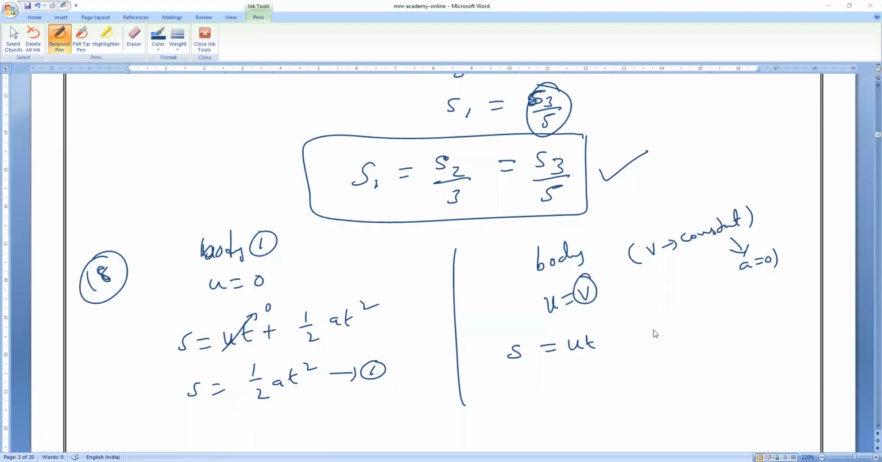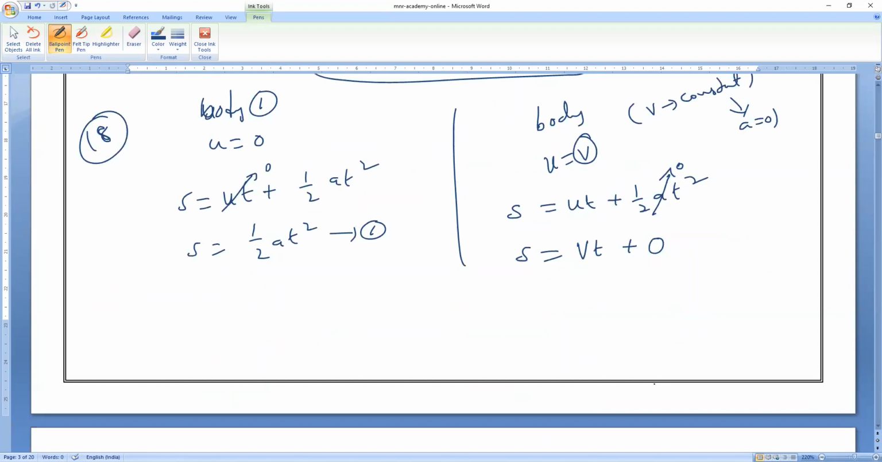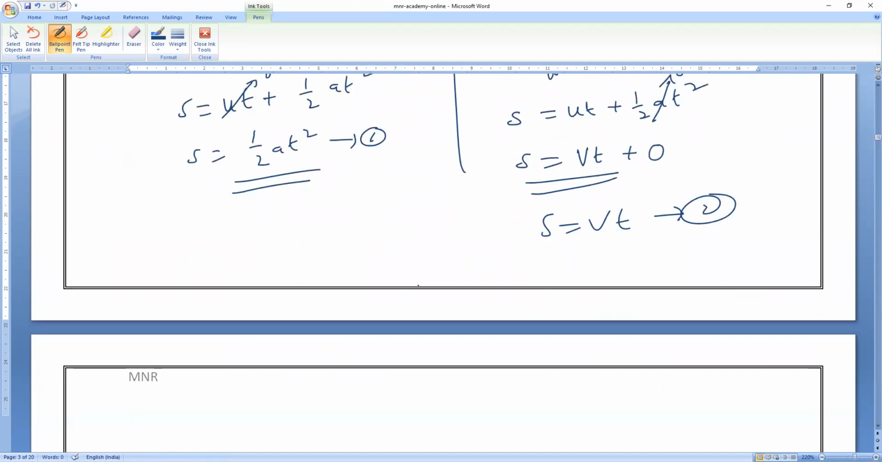So S equals ut plus half a t square, which gives S equals V t plus acceleration times zero, so the whole term becomes 0. They are meeting at the same time, but we don't know at what time. By that time, the distance traveled by one body is this one and the distance traveled by the other body is this one. Now if I equate both equations, I'll get the time. They cover the same distance because they are meeting at the same point.